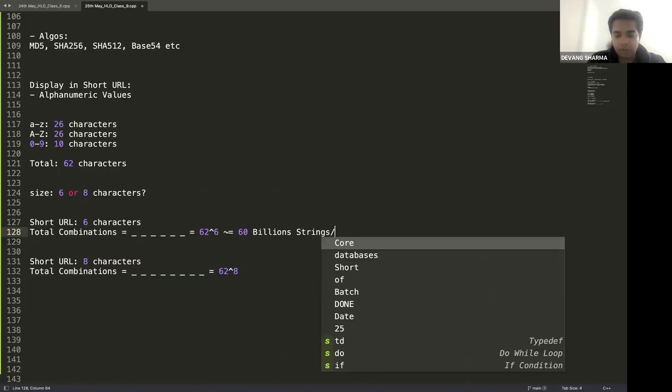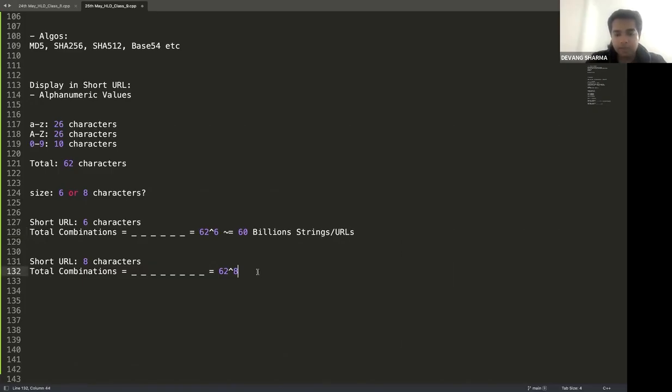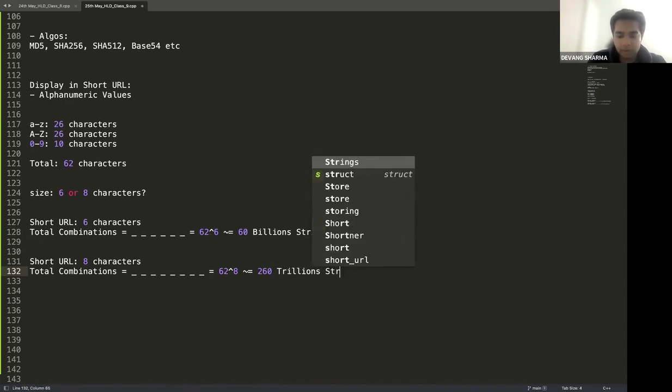Strings, short URLs, whatever you want to call them. 62 raised to the power 8 is roughly equal to 260 trillion strings or URLs.